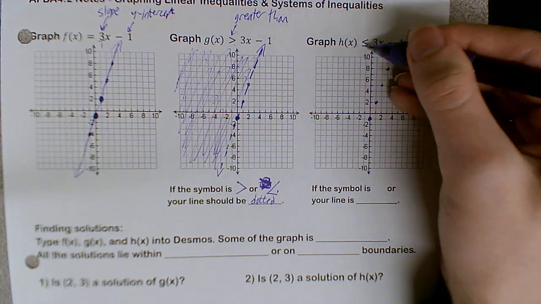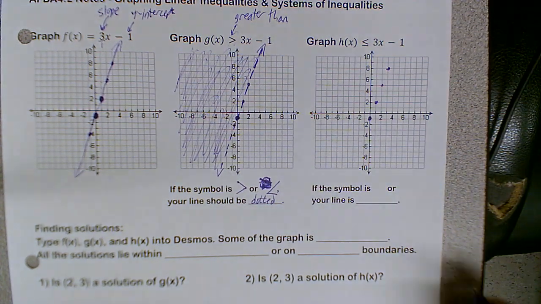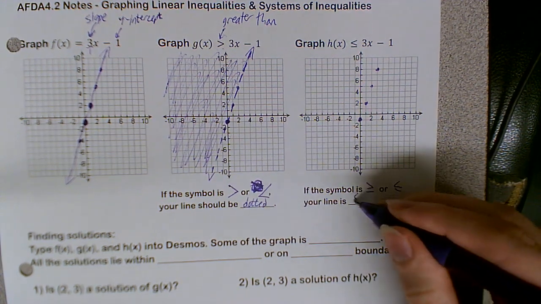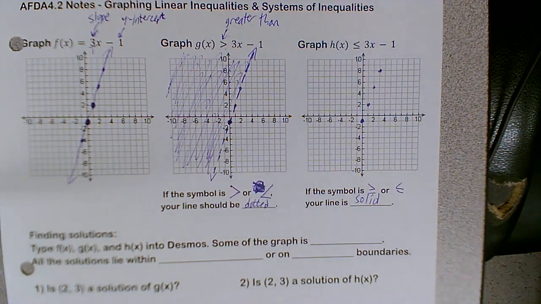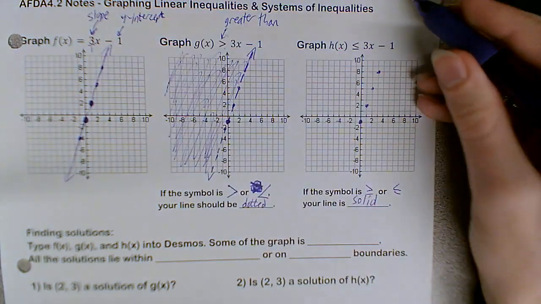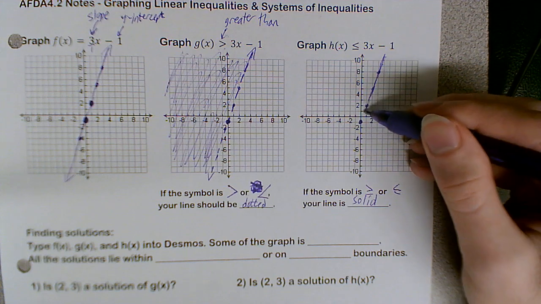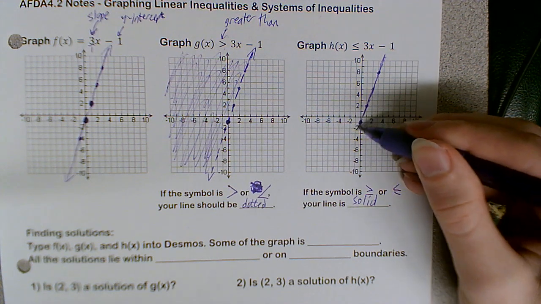And note that this is a less than or equal to sign. If your symbol is greater than or equal to or less than or equal to, then your line is solid because solutions can lie on the line. So, just like with the first graph, we are going to connect these dots with a solid line. Not a dotted line, a solid line.